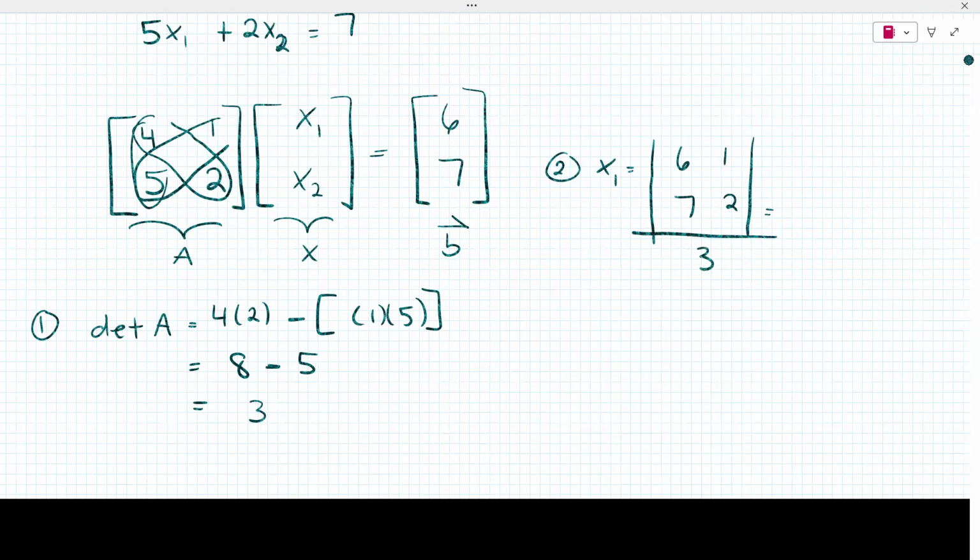How do we find the determinant of this? It's pretty simple: 6 times 2 minus 1 times 7. So that's 12 minus 7, which is 5. Then over the determinant of A, which is 3. So your x1 is 5/3.